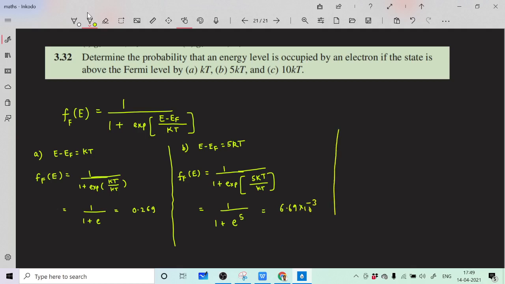In the C case, where it is 10 kT, it will be like this: f of E is equal to 1 over 1 plus e raised to 10. And if you simplify this, you will get the value which is equal to 4.54 into 10 raised to minus 5. This is the probability to find the electron if the state is above the Fermi level by kT, 5 kT, and 10 kT.